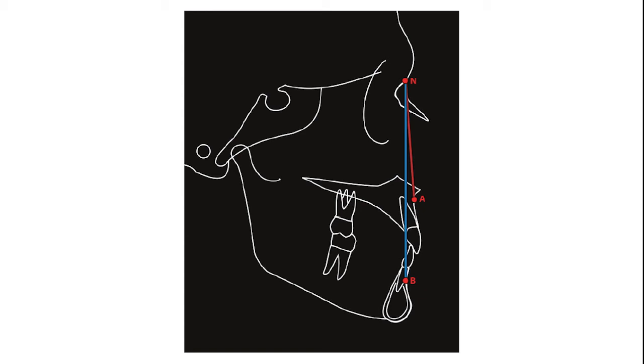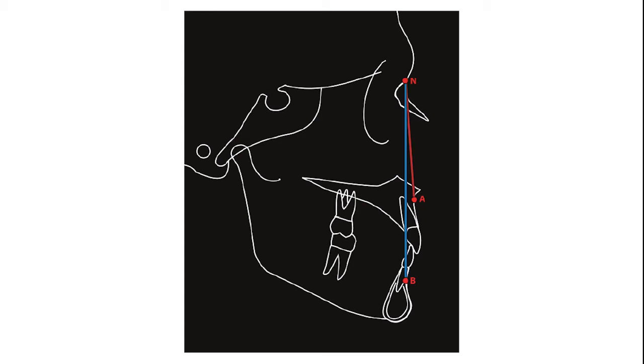The skeletal pattern is described as class 1 if the ANB angle is in the range of 2 to 4 degrees. Class 2 means the ANB angle is greater than 4 degrees. Class 3 means the ANB angle is less than 2 degrees.